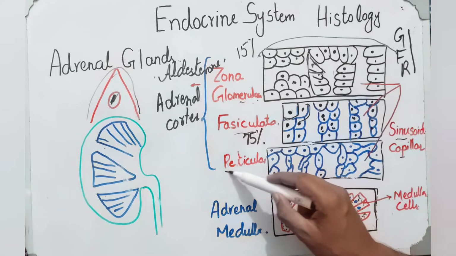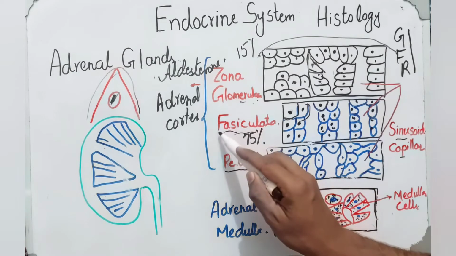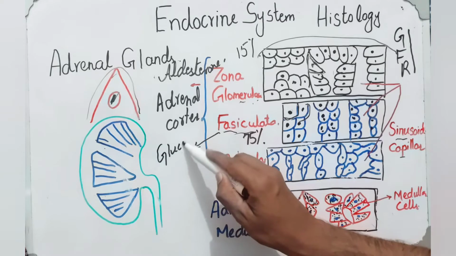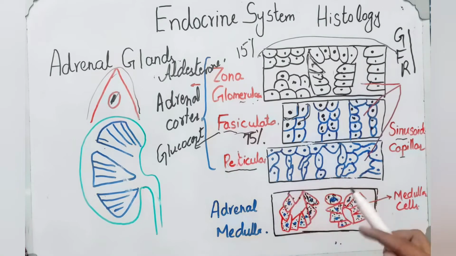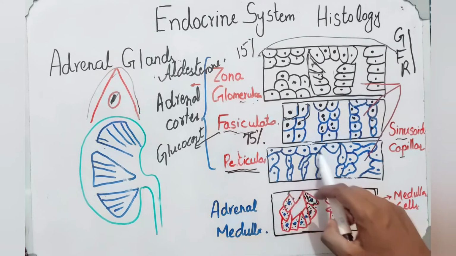Now the most important is the zona reticularis. Here, in the zona fasciculata, corticosteroids and glucocorticoids are released through these cells. Glucocorticoids and some types of androgens are also released. Then the important one is the zona reticularis.